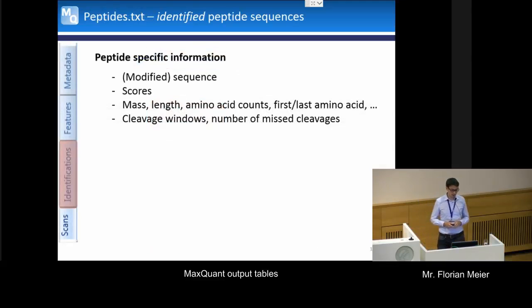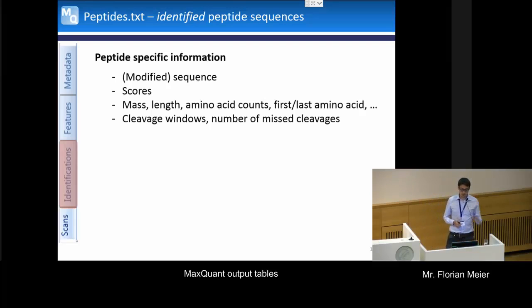So coming to the peptides.txt table, this gives you an idea how good or how bad your peptide identification and quantification is. For all the peptides that were found, you obviously find the sequence in this table, but you also get all the score information about every single peptide. So you could, for instance, plot the score distribution of all your peptide identifications and then compare it between different days or between different experiments.